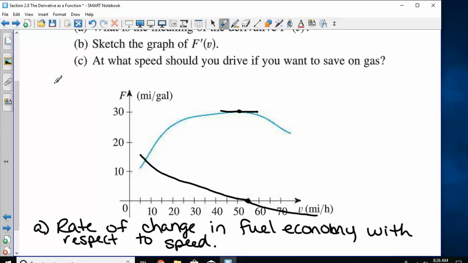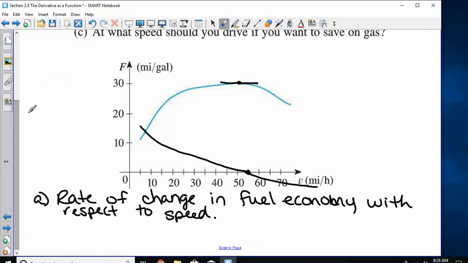C. At what speed should you drive if you want to save on gas mileage? 55 miles per hour. Yep. Because you could look at that a couple different ways. The easiest might be if you just look at your graph. That was the maximum. That's the highest fuel economy that you got. So even just looking at the original graph, that might be the most obvious there.